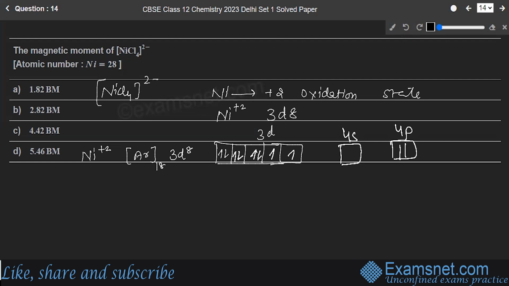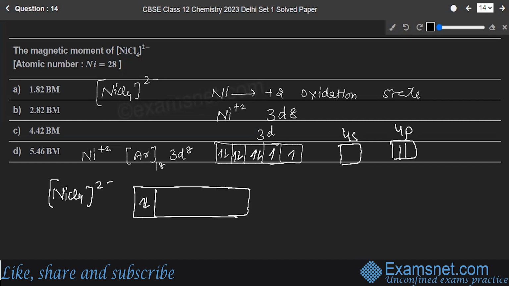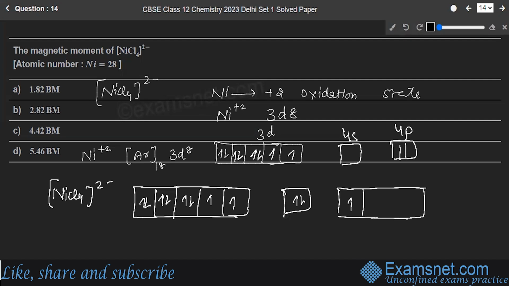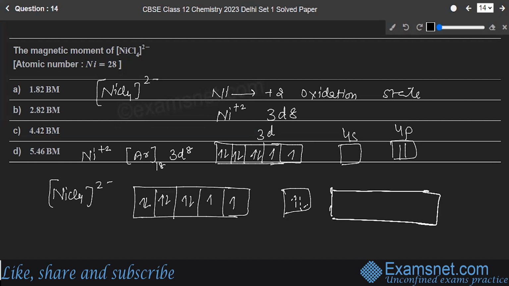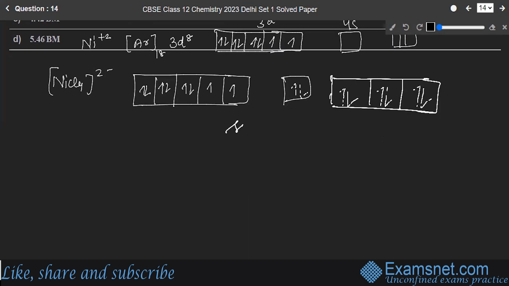And if I talk about NiCl4 2 minus, this will be given by the same thing. So here you have the 2, here you have the 2, here you have the 2. This is actually in the Cl4 minus, so let it be dotted. So something like this. This is sp3 hybrid orbitals.